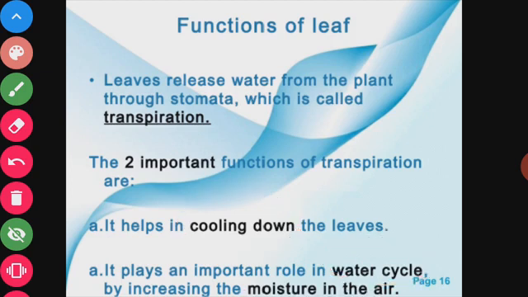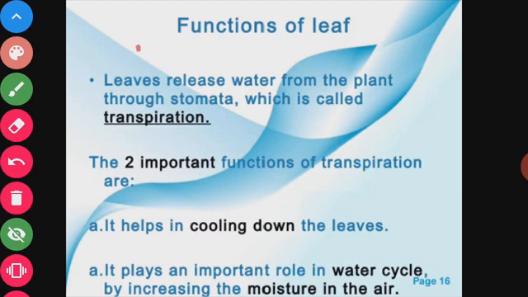Dear students, one more function is that leaves of some plants produce buds on them. These buds grow into a new plant. As I have told you already, Bryophyllum is one of the plants, Begonia is one of the plants. The leaves of these plants have the capability to grow into a new plant. New plants grow by the mode of vegetative reproduction. In those plants, a leaf can be used to grow a new plant.